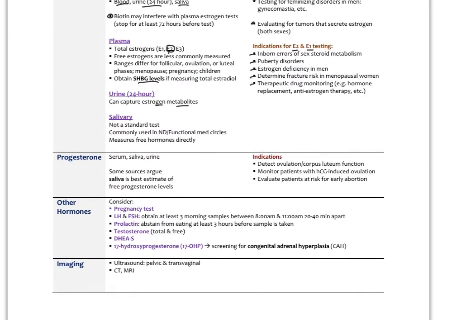Progesterone, this can also be done through serum, saliva, or urine. Some sources argue that the best estimate of free progesterone levels is from salivary testing, and there's various reasons. Of course, progesterone is carried by binding globulins in the blood. There's also a percentage, which I didn't mention before, which is carried inside of red cells, so it's dissolved within the red cell membranes, and then that diffuses into the tissues.